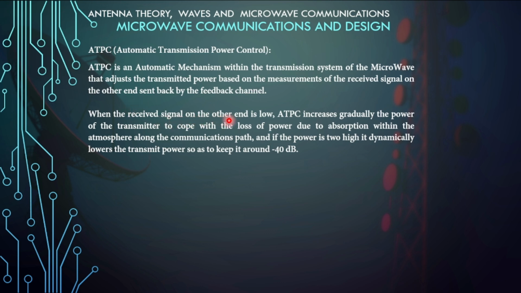When the received signal on the other end is low, ATPC gradually increases the power of the transmitter to cope with the loss of power due to attenuation along the communications path. And if the power is too high, it dynamically lowers the transmit power so as to keep this level around -40 decibel, which is an effective value. Now you would think that it's a negative value. Actually, this is because we are using the logarithmic scale. Being negative on the log scale does not mean that it's actually negative, but it's lower than a specific threshold. Still positive though.